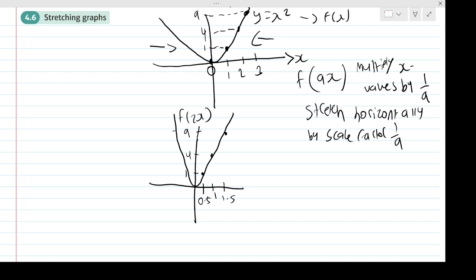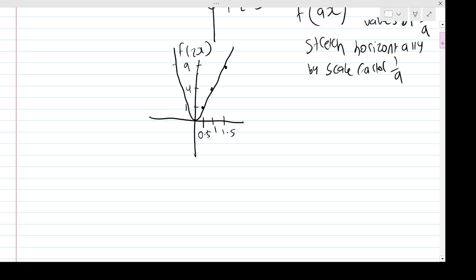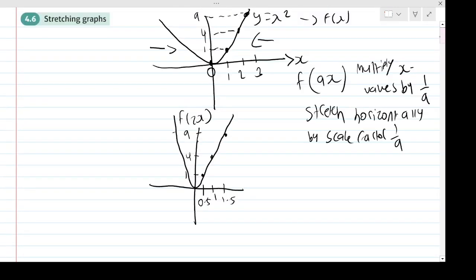And yeah. Okay, so let's have a look at what we do if we have it outside the function instead. What if we had 2f of x instead? Well, obviously f of x again is this original curve. Well, again, what would you expect? The y values would double, right? Because you're multiplying 2 by f of x. And remember, f of x is just y as well. So if you have 2f of x, that's just 2y. Well, hopefully you can see that means doubling the y values, if that's how it makes you think.